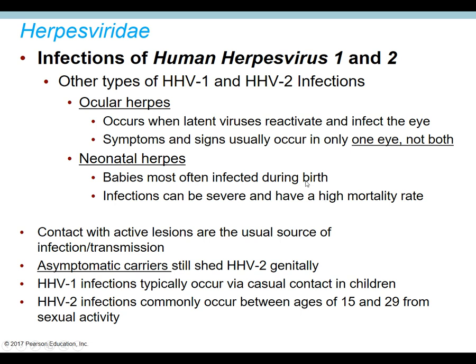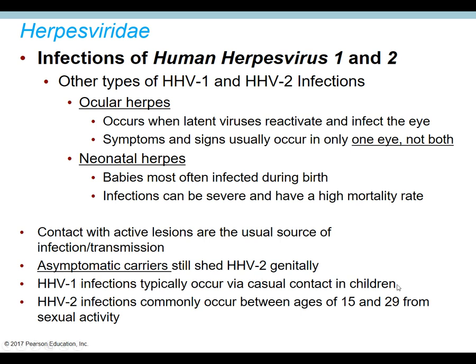Neonatal herpes is actually very dangerous. So if you have a mother who has herpes 1 or 2 and she delivers vaginally, the baby can be infected and it's very dangerous for the baby. Usually you have to have contact with active lesions to catch herpes. However, they've noticed that some people who are asymptomatic can still pass on the virus to someone else. So that makes it tricky.